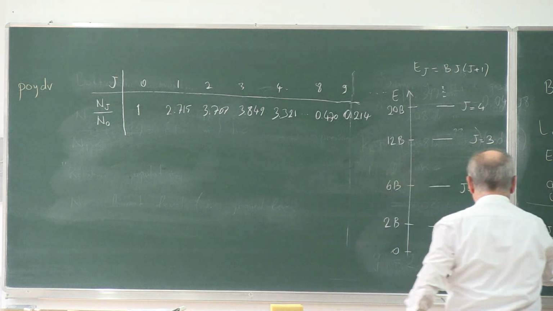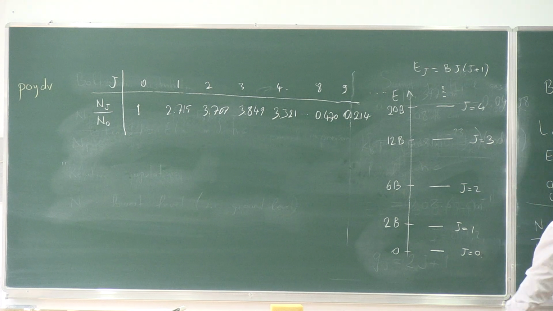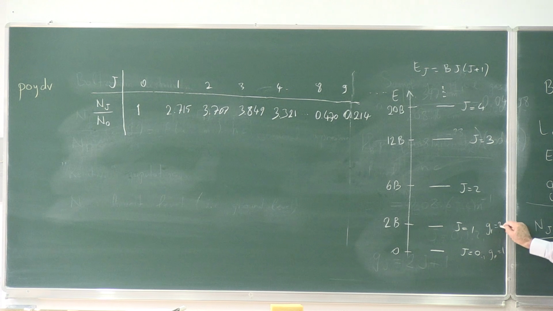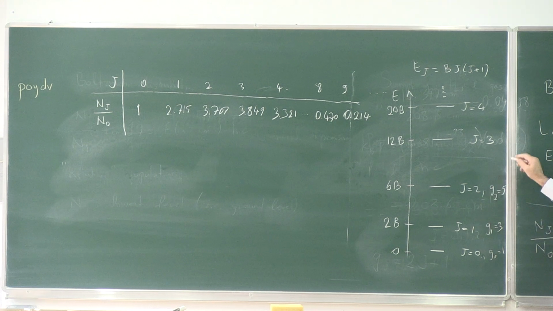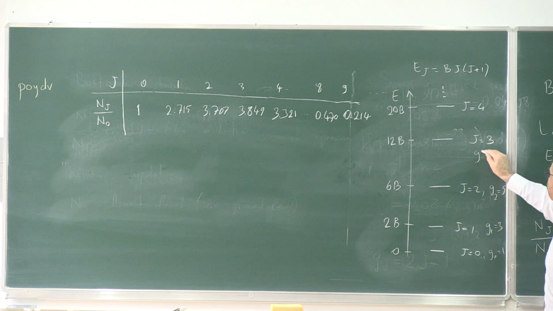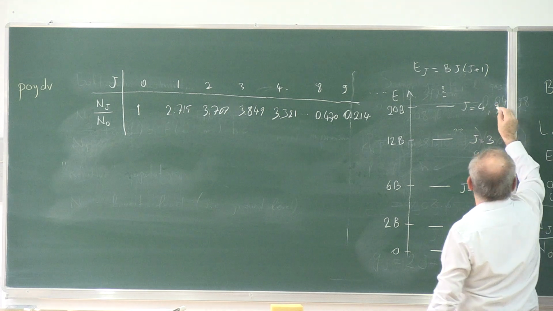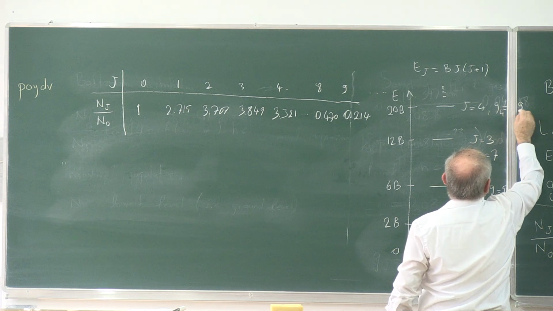Degeneracies. Degeneracy is 2J plus 1. So this is non-degenerate. This is triply degenerate. This is 2 times 2 plus 1, 5-fold degenerate. This is 7-fold degenerate. This is 9-fold degenerate, and so on.